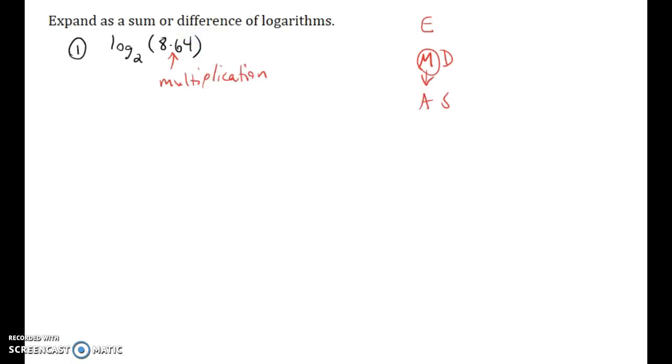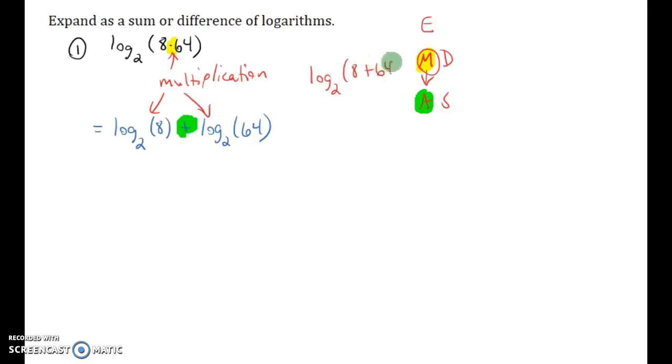So multiplication becomes addition. This next step is going to be log base 2 of just 8 plus a separate log base 2 of 64. My multiplication up here became addition down here, and the single log now splits into two separate logs. It's important to do that. You don't just change the times to a plus. You don't have log base 2 of 8 plus 64. That's wrong. If you change the operation, you change the logs also.